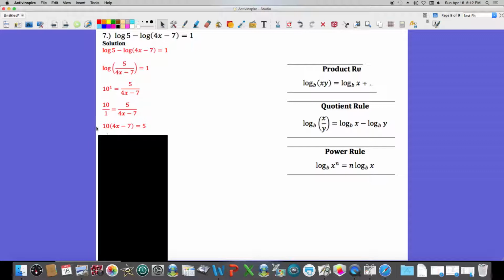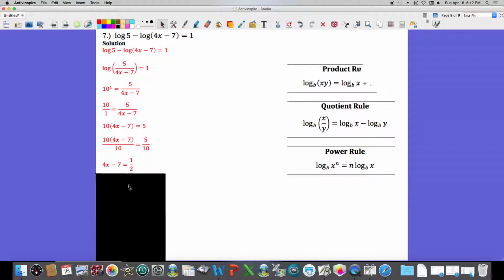Now on the left-hand side we have two factors, and we want to get the factor that contains x by itself. We divide both sides of this equation by 10. Now on the left we have a binomial. Our first term there contains our variable. We're going to add 7 to each side.